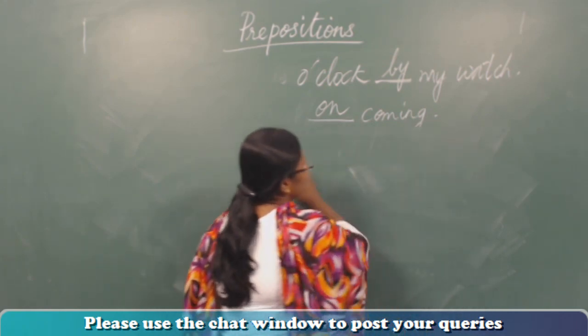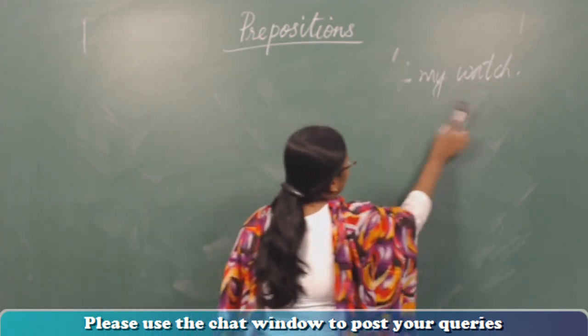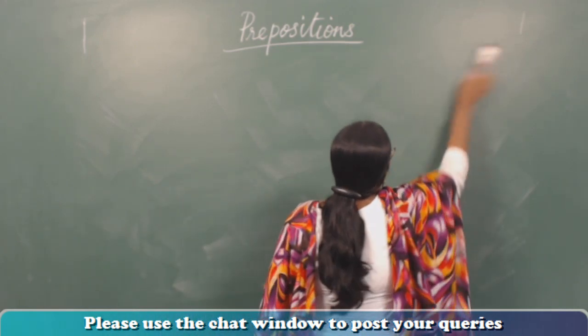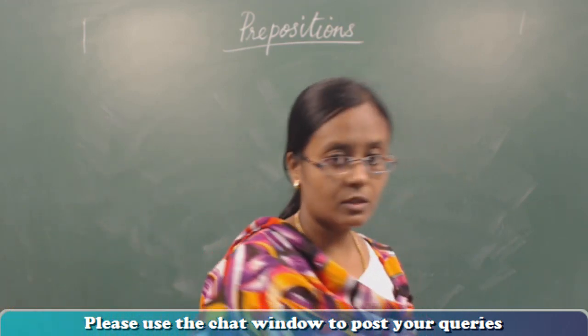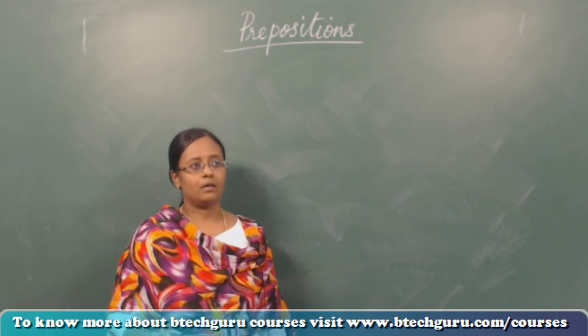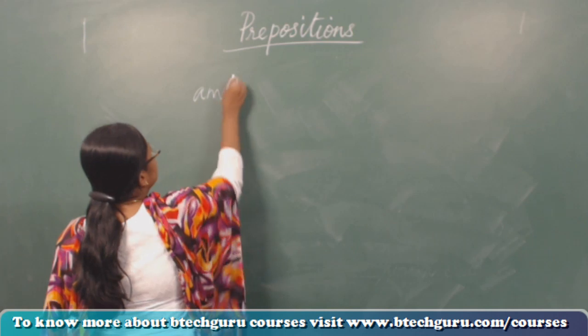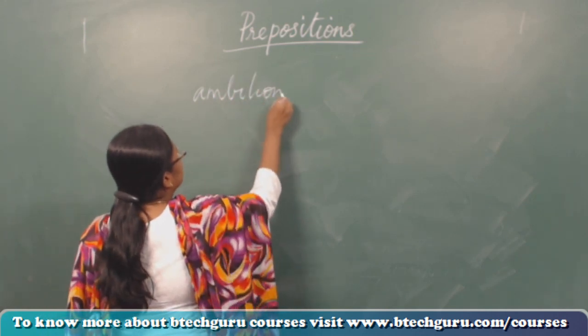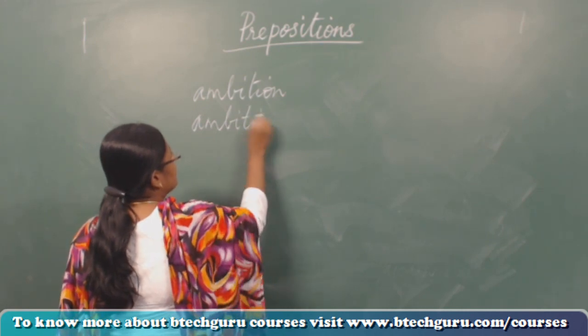Similarly, you see, injurious to: smoking is injurious to health. In the same way, beneficial to health, harmful to health. So it's only "to" after injurious, beneficial, harmful. Then sometimes, see, ambition and ambitious take different prepositions.